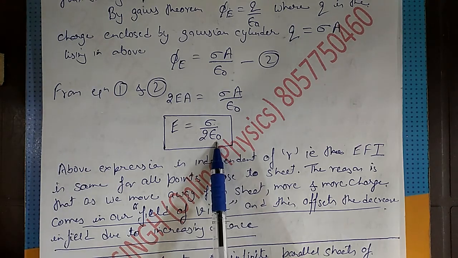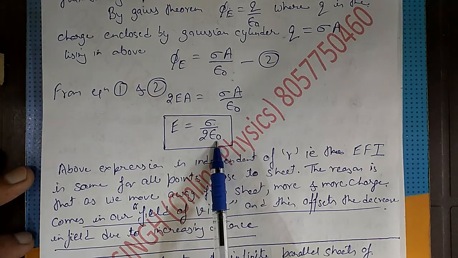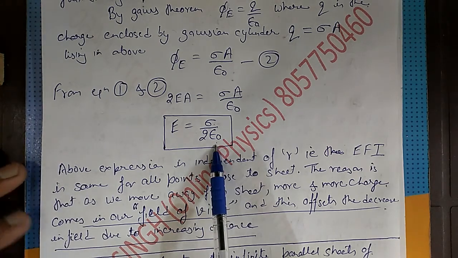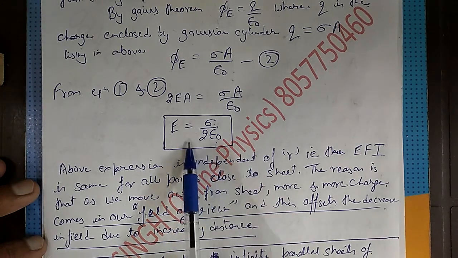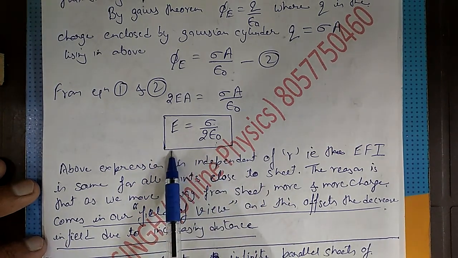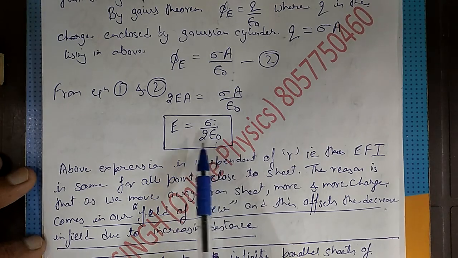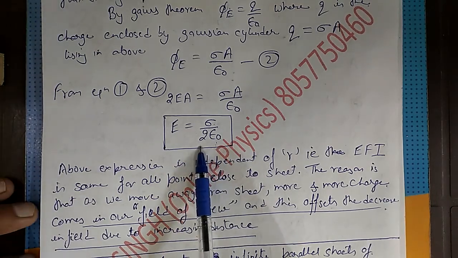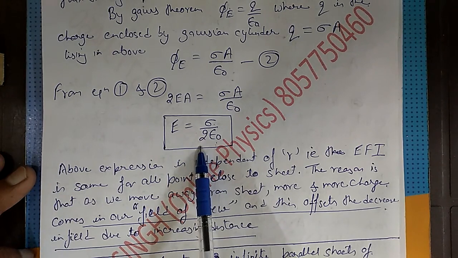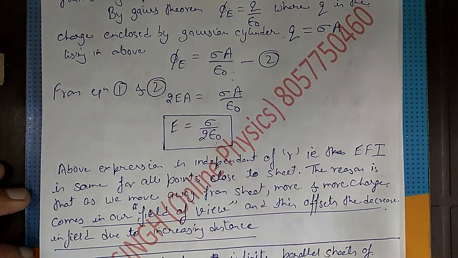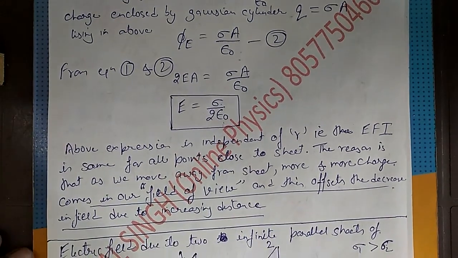For the previous case, that means the field due to an infinite line of charge, the electric field is inversely proportional to 1 upon small r. But here the point is at a distance small r, but in the expression of electric field we just have E equal to sigma upon 2 epsilon naught. So this expression is independent of small r. It means as we move away from the sheet, the electric field due to the sheet will not decrease, it will remain the same. But remember, this happens only for points lying very close to the sheet.